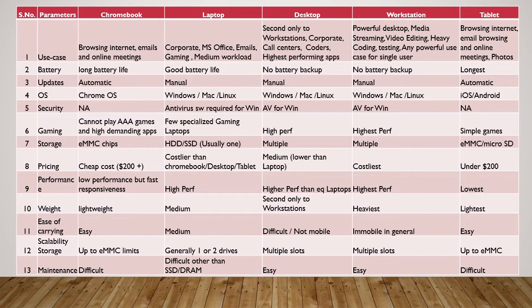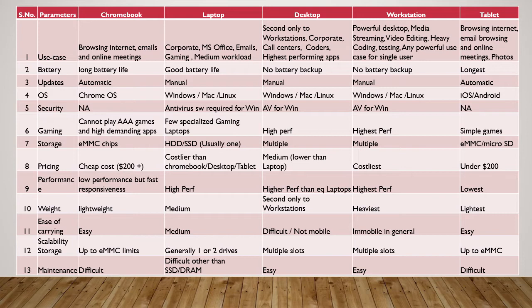And the tablets, they have the lowest performance as very little hardware is used inside them. Now moving on to the weight: Chromebooks are very lightweight as there is very little hardware inside, so it doesn't make them bulky. Laptops are medium, and in the olden days laptops were very heavy.